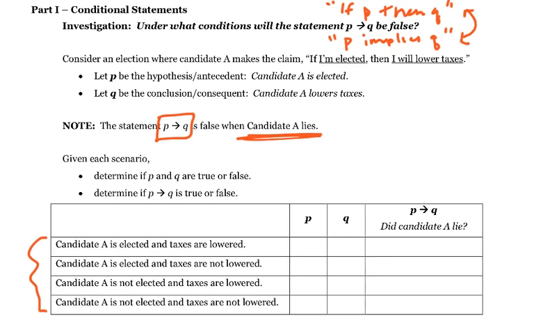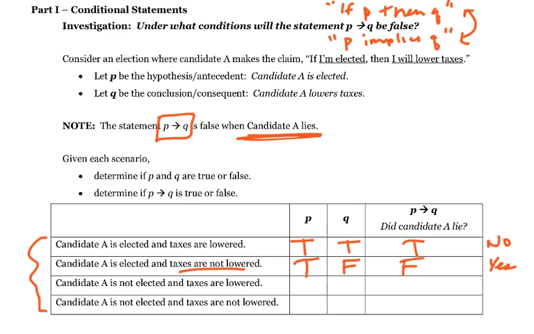So candidate A is elected and taxes are lowered. So P would be true, Q would be true. Did they lie? No, they said, if I'm elected, then I will lower taxes. They got elected, they lowered taxes. So no, they didn't lie, which means they were telling the truth. Next, candidate A is elected and taxes are not lowered. So the statement that they were elected is true, but the consequent is false. Did they lie? Yeah, they lied. They said, if I'm elected, then I will lower taxes, and they did not lower taxes. So that makes this false.